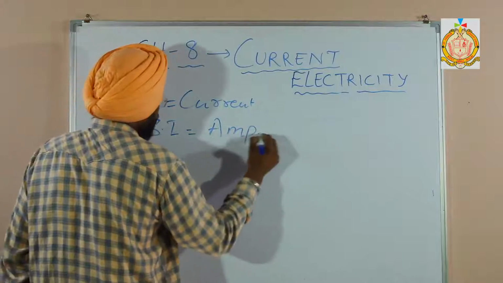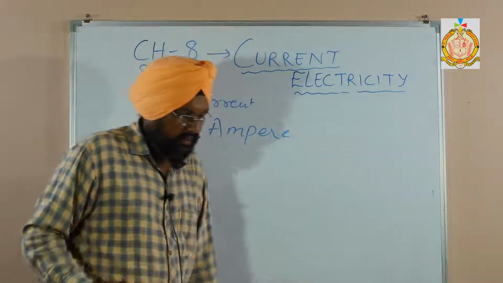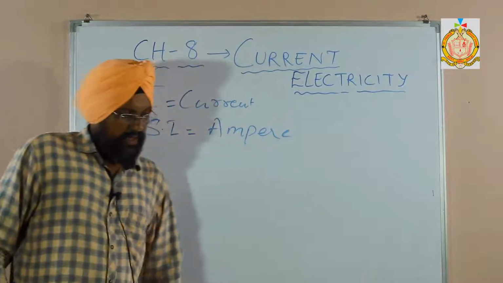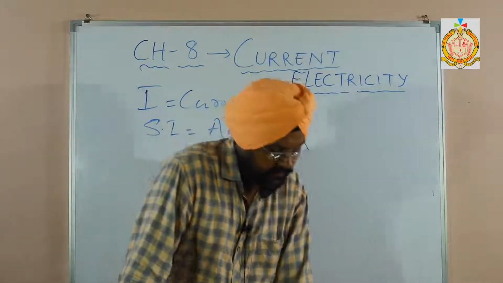What is the full name of the ampere? Andre Ampere. Ampere is the SI unit of the current.